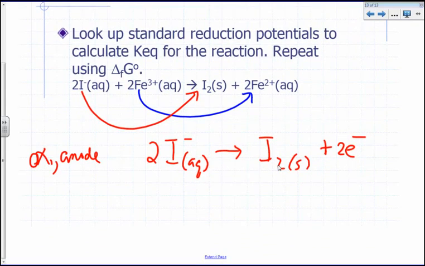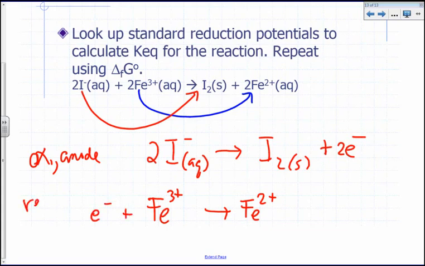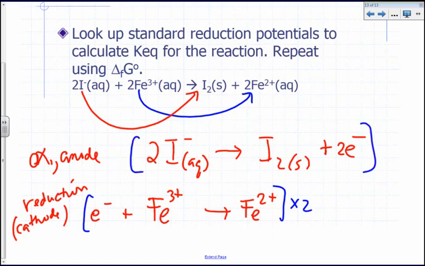And your reduction here would be iron with a +3 charge gives you iron with a +2 charge, and you need an electron here to balance it. So that's reduction. Iron +3 gains an electron to give you iron +2. This is your cathode reaction, so this reduction occurs at the cathode of your galvanic cell. Since electrons lost must equal electrons gained, this will have to happen 2 times every time the anode reaction happens. So that will give you your overall reaction.